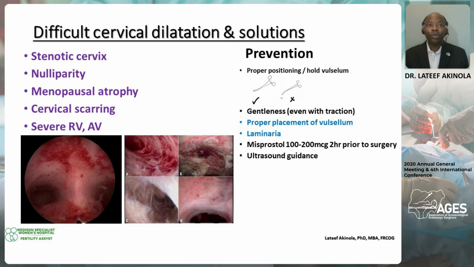Complications occur in cases when you have difficult cervical dilatation, and solutions to this are here. You can prevent this by properly positioning your patients and avoiding improper or forceful dilatation. You have to be gentle, with proper placement of the speculum. If you want to use laminaria, some people prefer to use misoprostol, either 2 hours prior to surgery or some 24 hours before surgery. And of course, there are some instances where you can do dilatation under ultrasound guidance. You have difficulty in dilatation, especially if you have a stenotic cervix, nulliparous patients, a menopausal atrophic cervix, and cervical scarring from previous surgeries, or when you have severe retroversion or anteversion of the uterus.